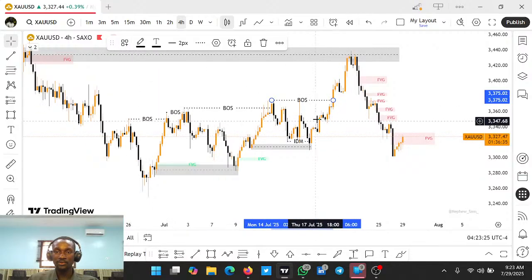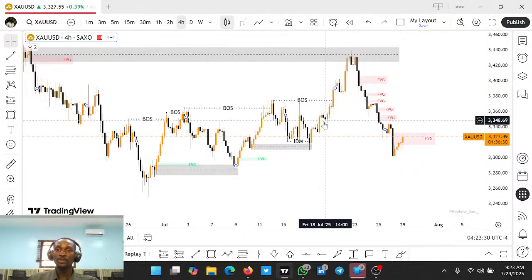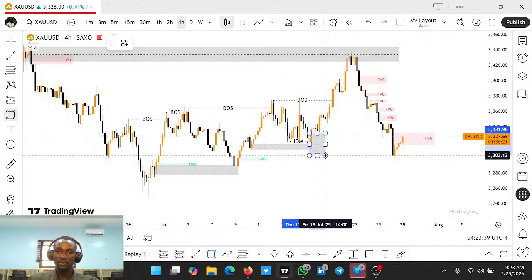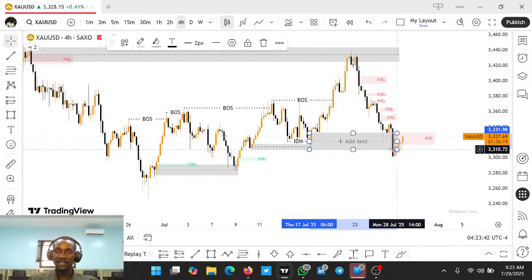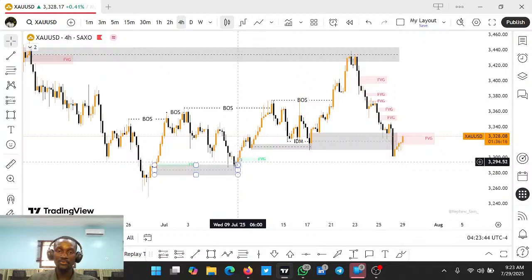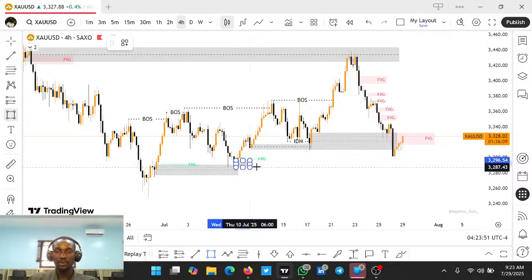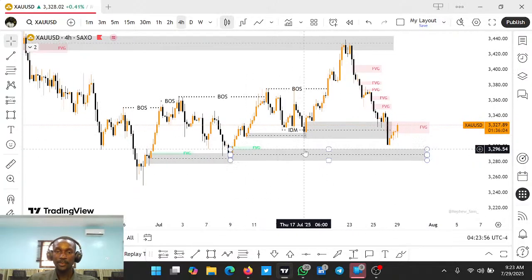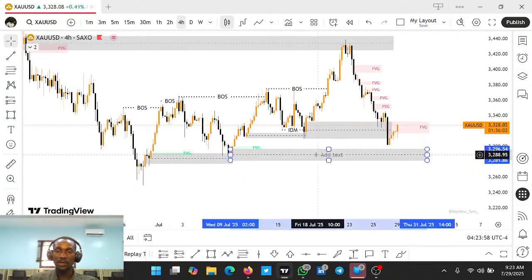So after this break of structure, where is the origin that gave rise to this break of structure? We do not have any origin here. It could be this demand zone, but obviously price has violated this demand zone, right? Price has violated this demand zone and, instead of coming forward to this extreme demand zone that it was supposed to use before, right? So now what I'm expecting is that price will come back to this 4 hour order block.